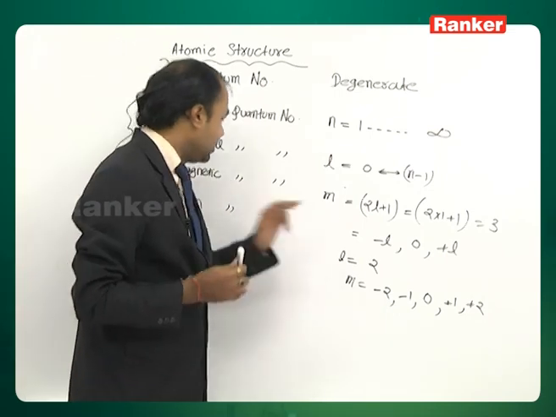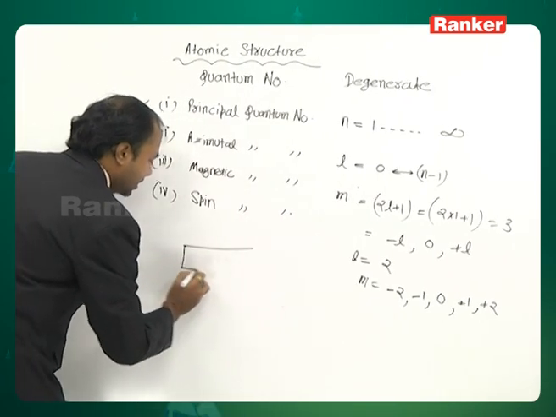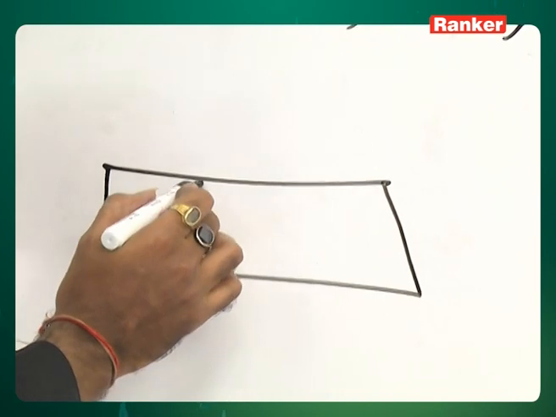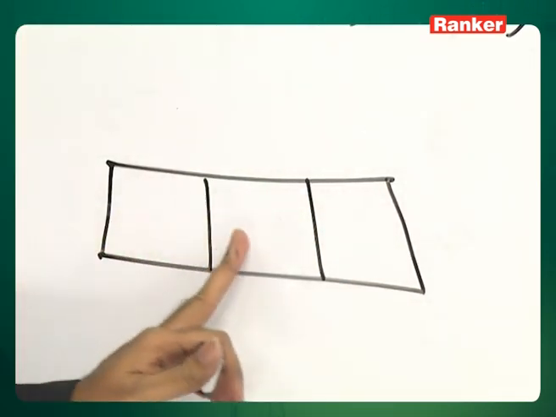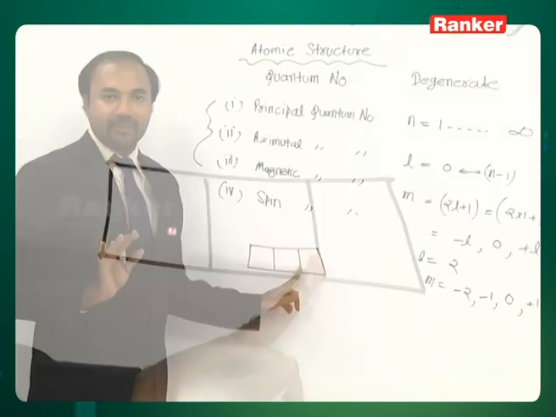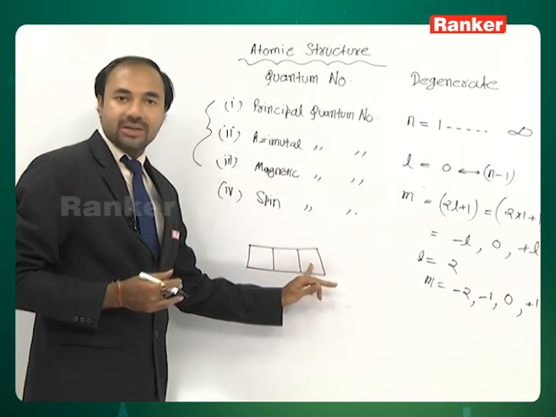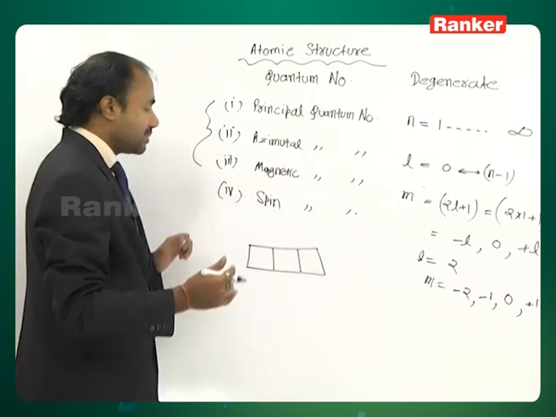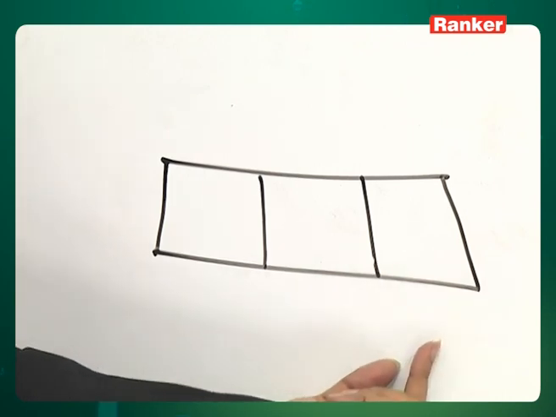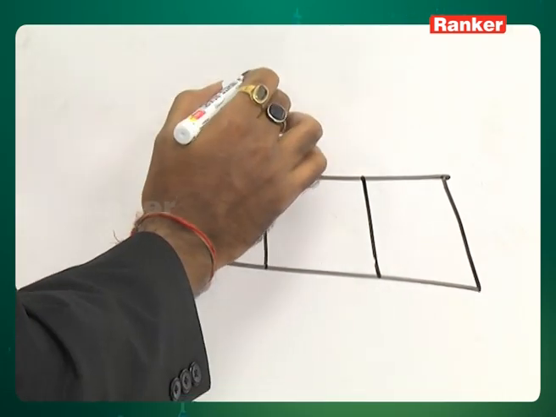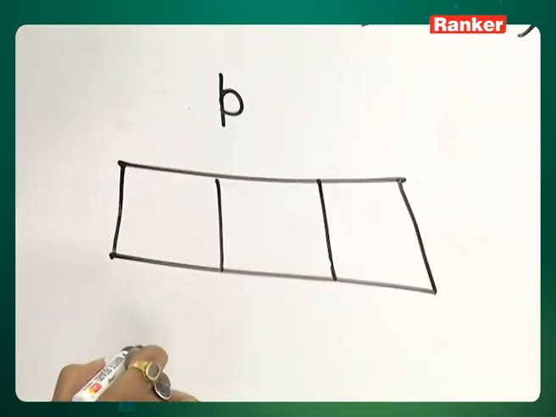So in P subshell, it is represented like this in the form of boxes. This is P subshell. So all the p orbitals will be degenerate, exactly identical in all aspects here. If you talk about d subshell, similarly in d subshell we will have 5 d orbitals.